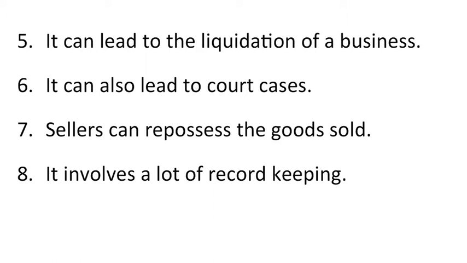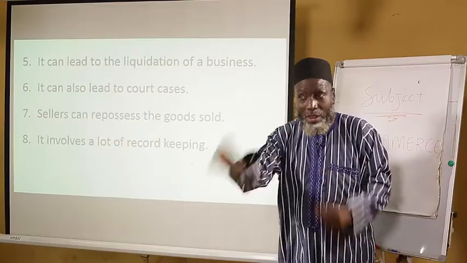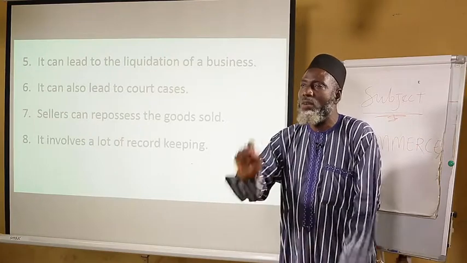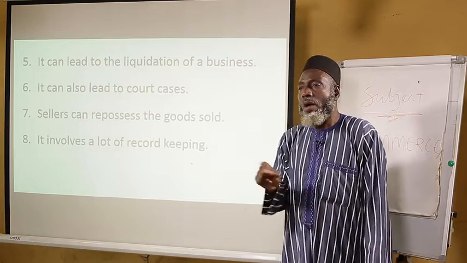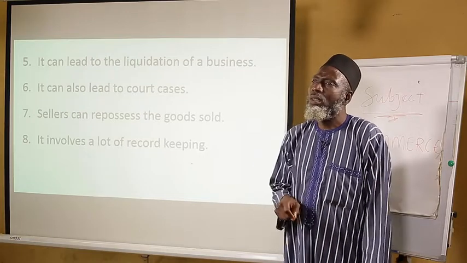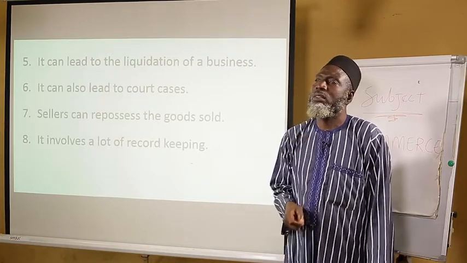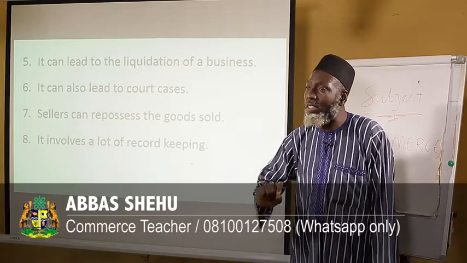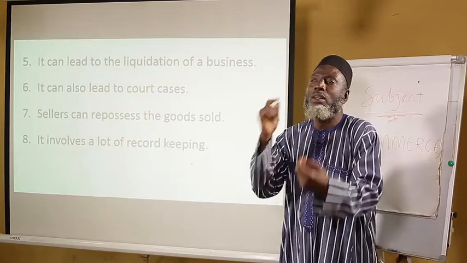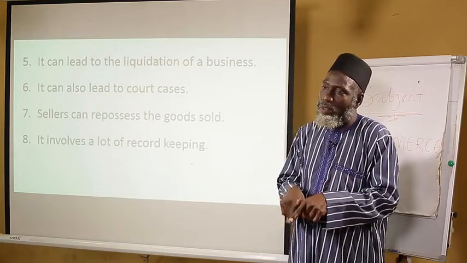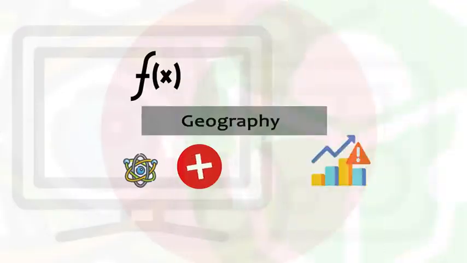Number 8, the last one here, it involves a lot of record keeping. When you are selling goods on credit, you have to be writing down who you sell to, what you sell to him or her, how much it costs, and so on and so forth. It involves a lot of record keeping if you want to actually remember those that you sold goods to on credit.